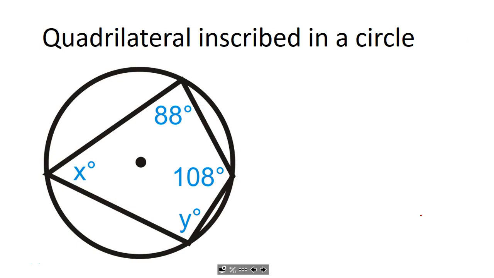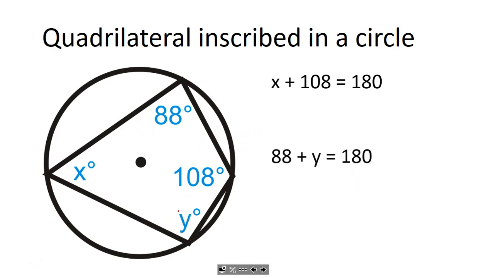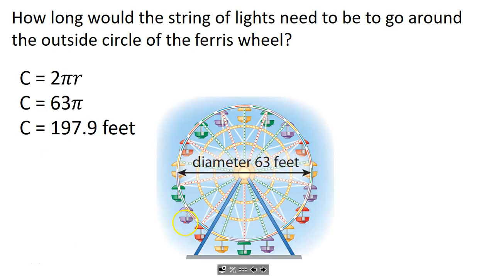So when we have a quadrilateral inscribed inside a circle, we should know that opposite angles are supplementary. So when I add the x to the 108, that should equal 180. And when I add the 88 to the y, that should also equal 180. So recall again that when a quadrilateral is inscribed inside a circle, opposite angles are supplementary.